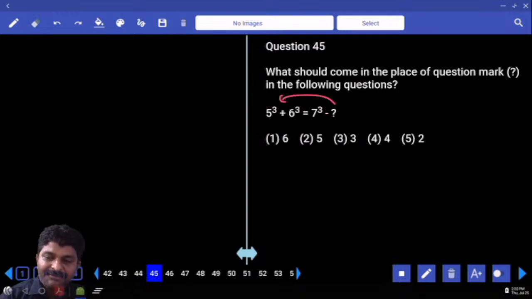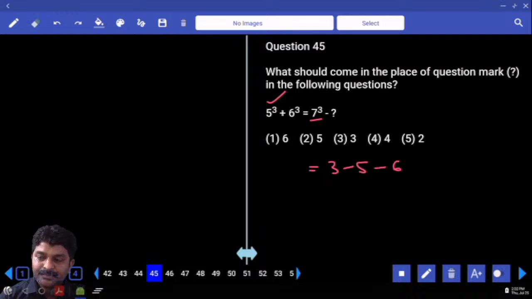Minus 6 comes to the left hand side. These two numbers go to the right hand side. And we can verify the last digit. 7 cube ends with. 5 cube ends with. 6 cube. Negative number's last digit. 3 minus 1. 5th option.